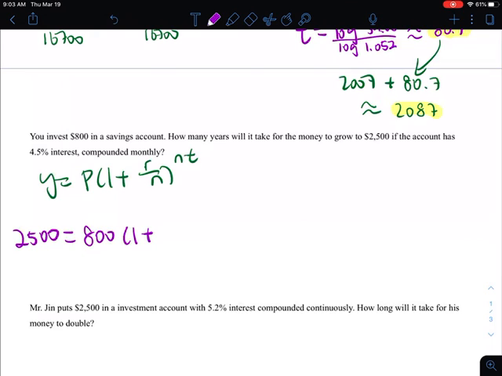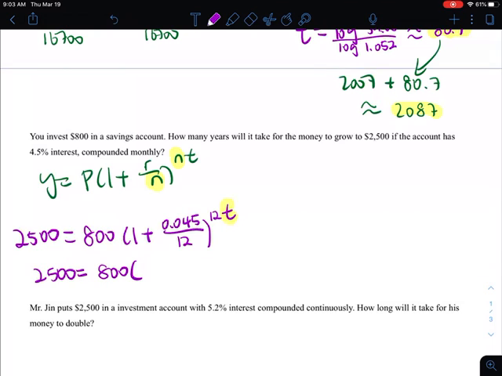And then it's 4.5% interest. Remember to put that as a decimal. Compounded monthly. So remember n is how many times the interest is compounded every year. So if it's monthly, we're going to be doing this 12 times a year. So it'll be 12 and then 12t. And here again, I'm solving for time. So let's go ahead and first simplify this a little bit.